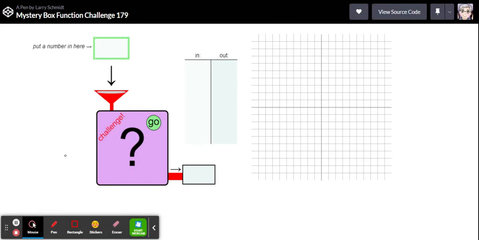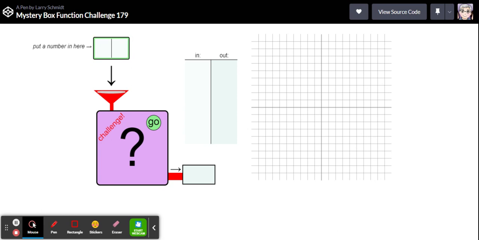In the purple box is some mystery math, and your challenge is to figure out what it is. Today's Friday, so today's math is supposed to be particularly challenging. You can use the link in the description to try this out, and when you think you've got an idea, come on back and see if we get the same thing.